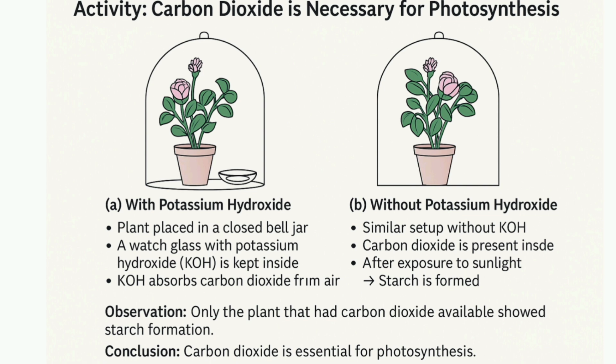And the second leaf, the leaf from the plant with potassium hydroxide, does not turn blue black. That means no starch is formed there. That is, no photosynthesis takes place there. Why? Because potassium hydroxide is a substance which absorbs carbon dioxide. As there was no carbon dioxide, even though sunlight is present, photosynthesis does not take place. So carbon dioxide is essential for photosynthesis.